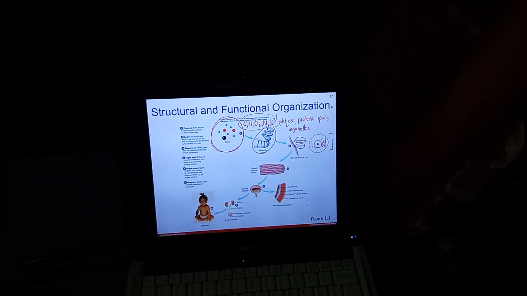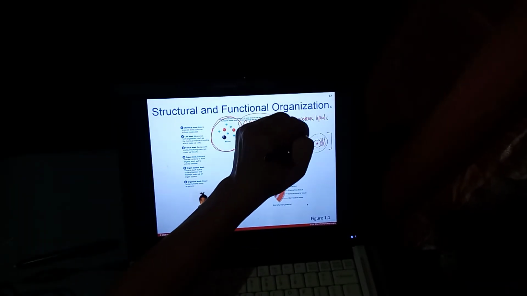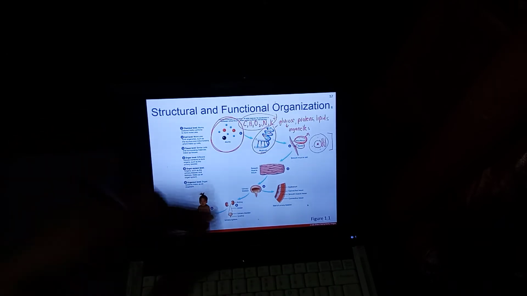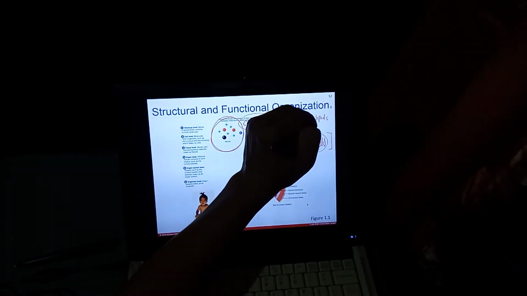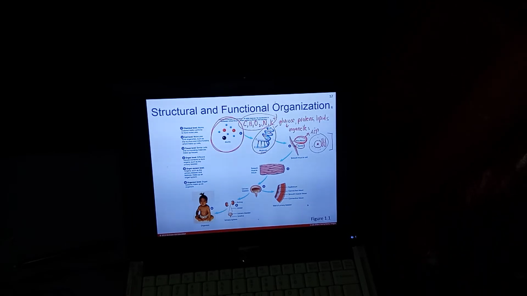Like for example, your mitochondria. Just like your mitochondria, it generates a high amount of your ATP. Your mitochondria is the driver of the cell because it generates your ATP.